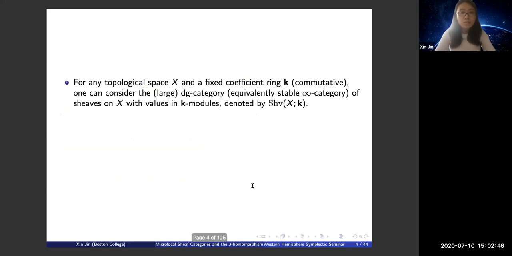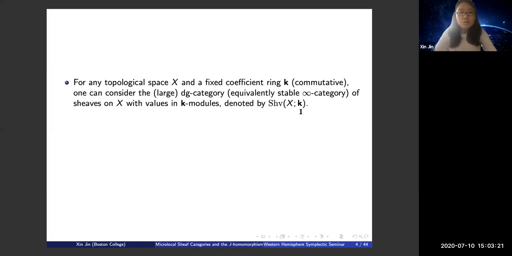So first, some background. Some basic notions for sheaves. If you have a topological space X and a fixed coefficient ring K, we assume it's commutative. And if you're familiar with stable homotopy theory, you can also think of this K as a ring spectrum. And then we can consider the large DG category of sheaves on X with values in K-modules, and this will be denoted by Sh(X, K).